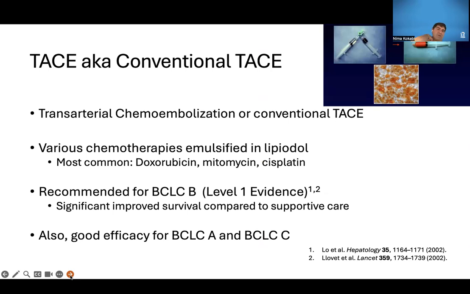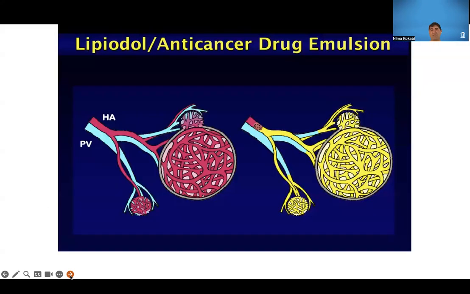So let's talk about conventional chemoembolization. There are various chemotherapies that can be mixed with Lipiodol. The ones that have been published on are generally doxorubicin, mitomycin, and cisplatin in the setting of HCC. For BCLC-B patients, there's level 1 evidence that it has significantly improved survival compared to best supportive care, but it has also shown great efficacy for BCLC-A and BCLC-C patients.